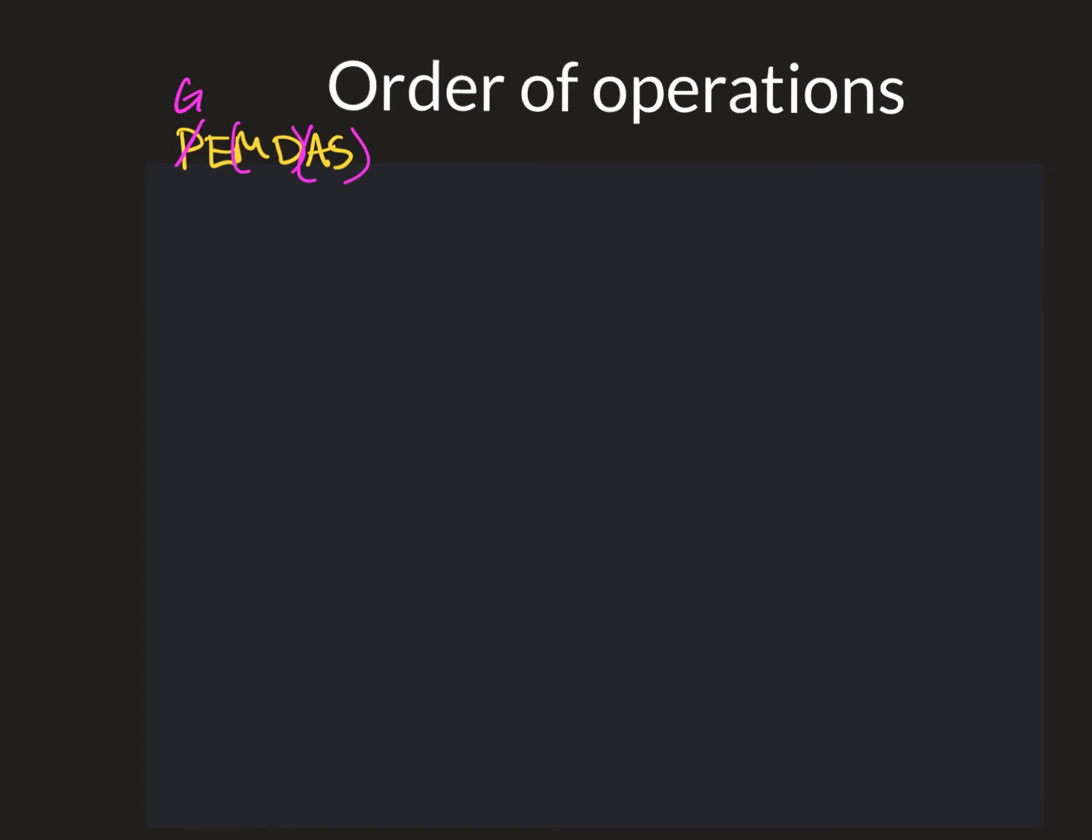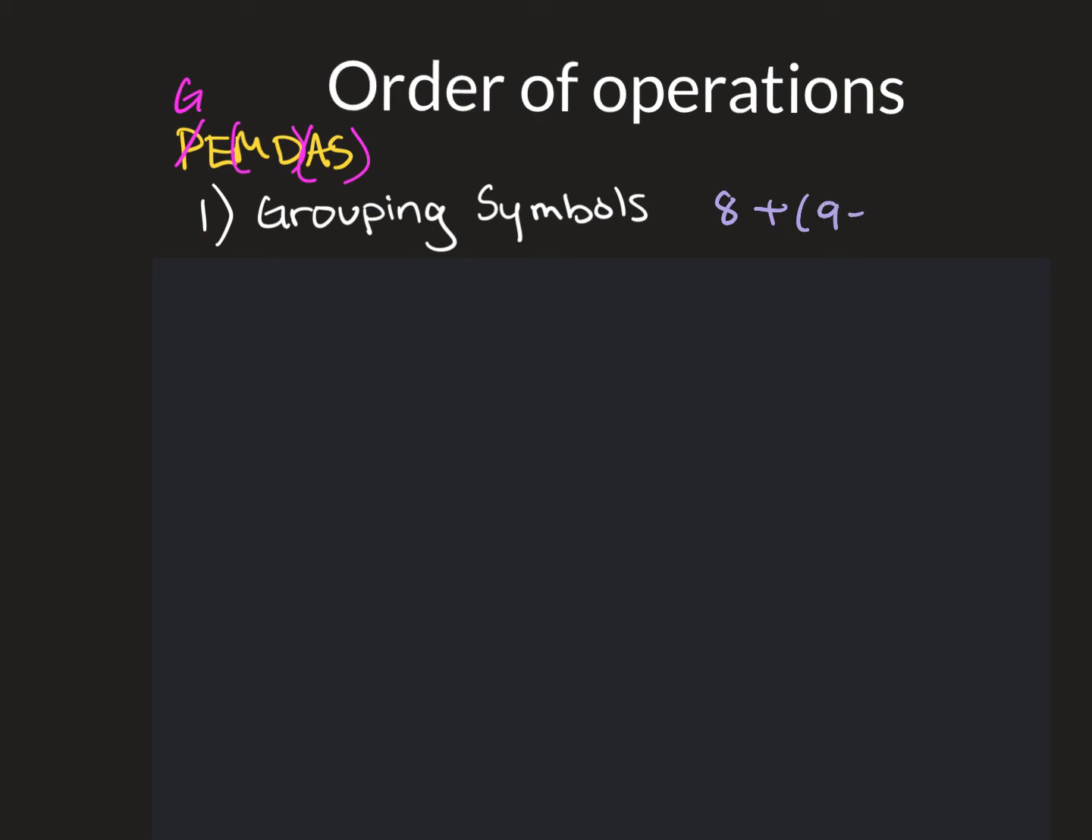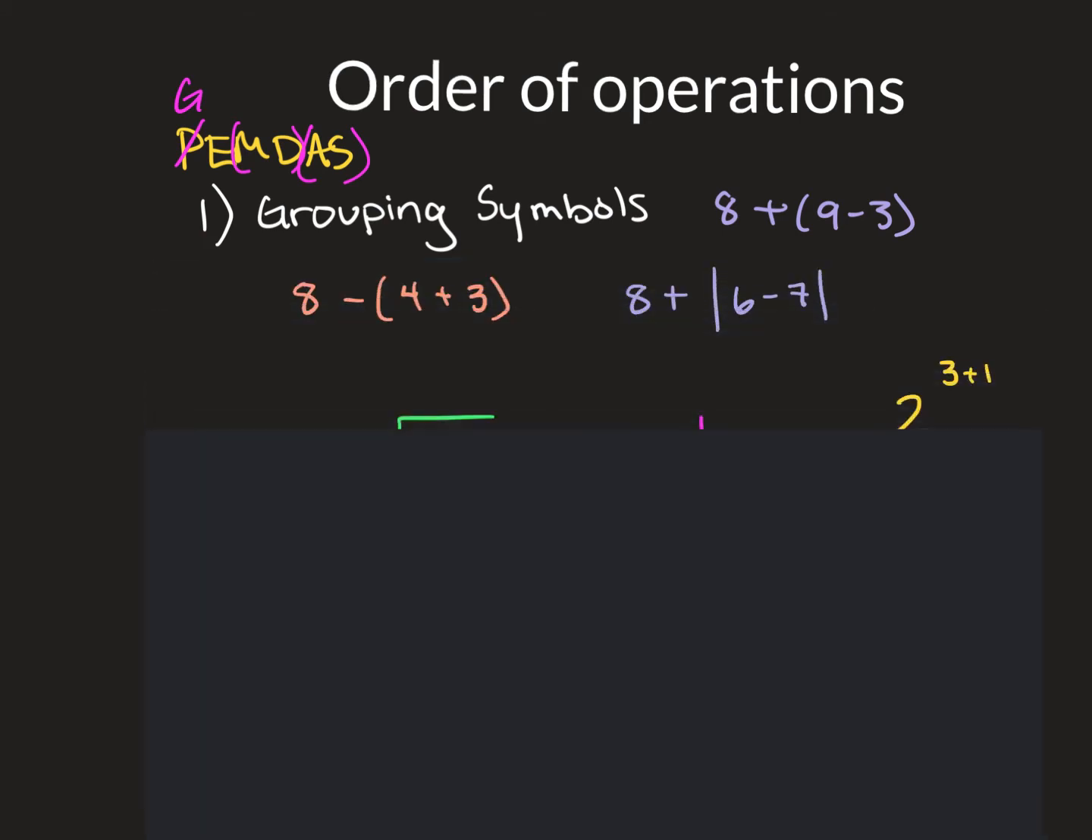In the order of operations, there are actually 4 different things that you do. The first one is grouping symbols, so that's what the G is, right? Now parentheses, obviously, if you have a problem like 8 plus parentheses 9 minus 3, it does want you to do the 9 minus 3 first because that's inside the parentheses, but there are other grouping symbols.